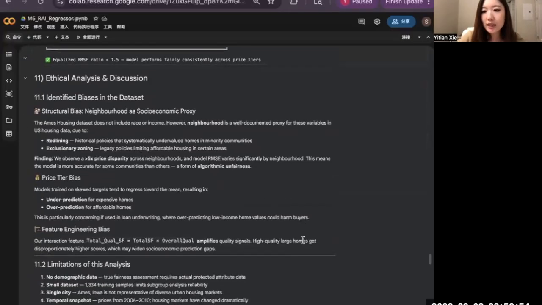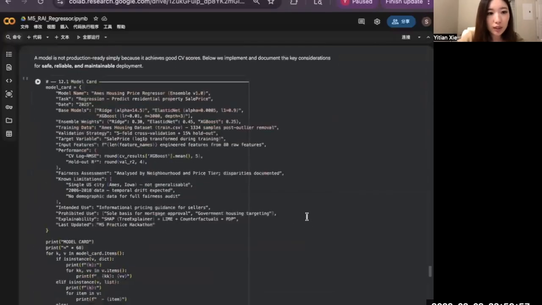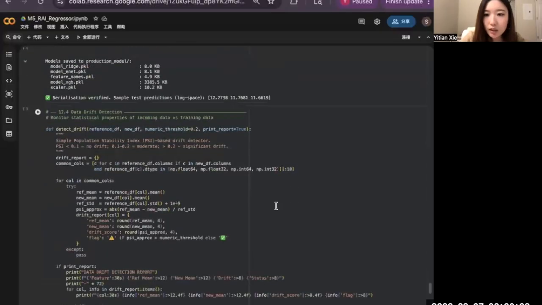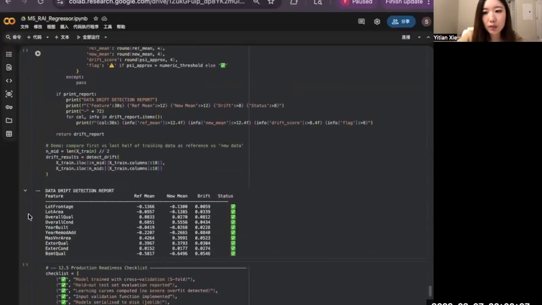And a responsible AI system also monitors data drift. So let's see some information on that. The data drift detection report compares the distribution of the new data with the reference training data. All monitored features show minimal drift, suggesting that the model should remain stable when applied to similar feature data.